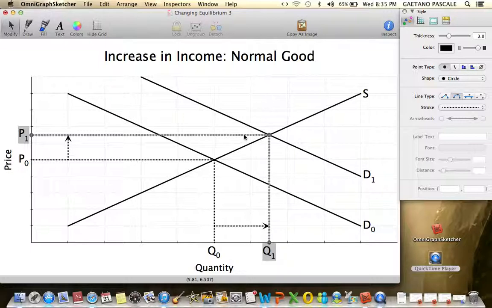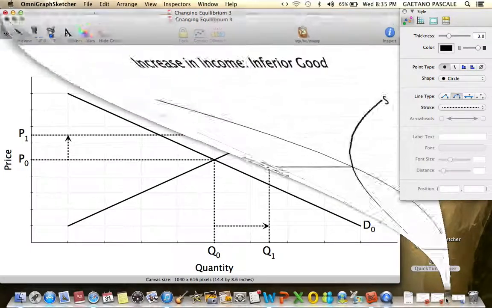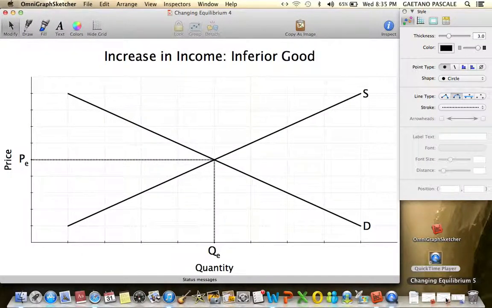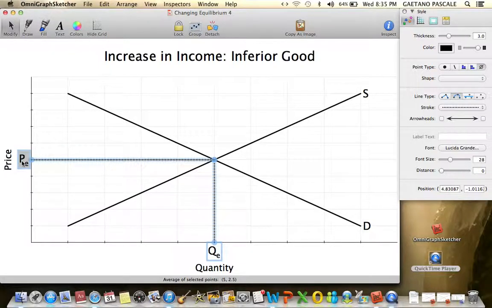So let me give you another example. Let me bring up a different example for you. Let's say there's an increase in income for an inferior good. And I see that I did not group these together. Let me do a little bit of housekeeping here.